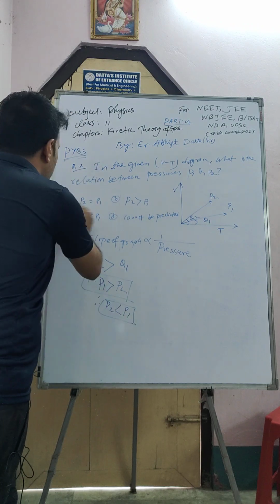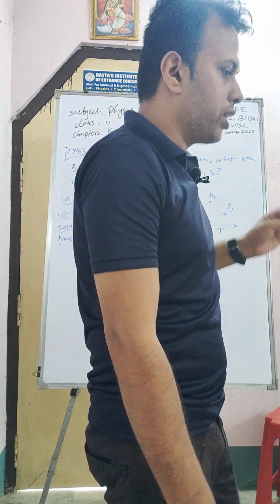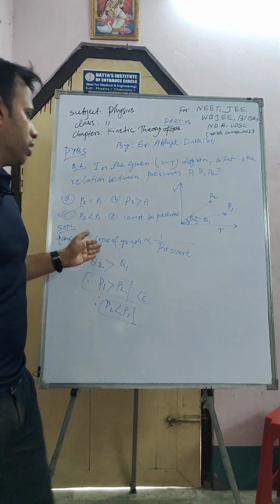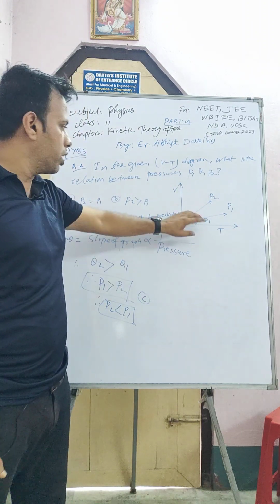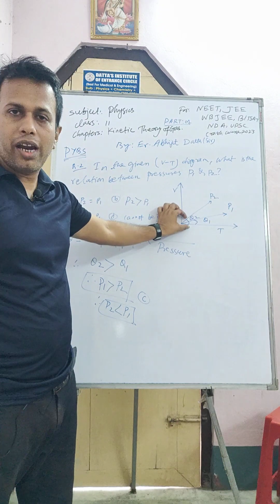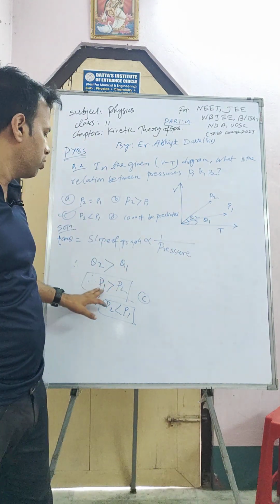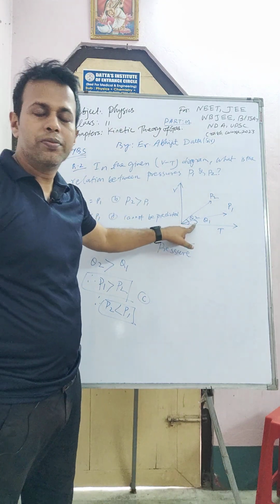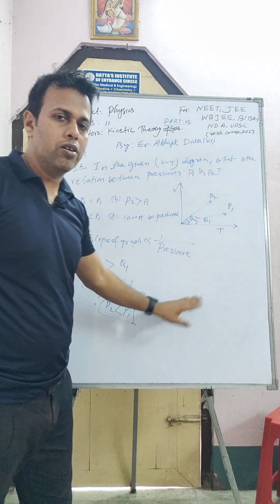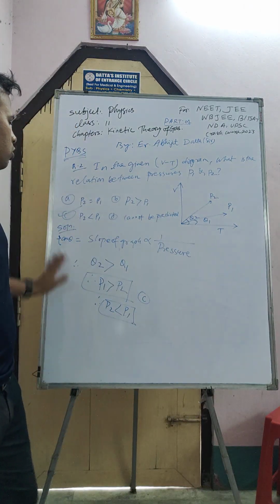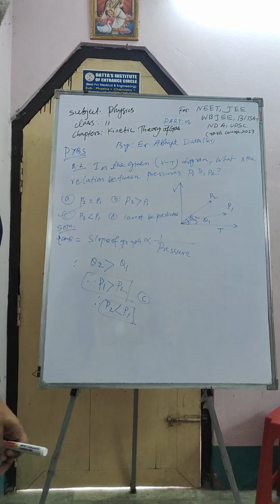So which option is correct here? Option C is the correct answer. Why is option C the correct answer? Because we know that the slope of a graph is inversely proportional to the pressure. So here theta 2 is larger than theta 1. Since theta 2 is greater than theta 1, therefore P1 should be greater than P2, or P2 less than P1, inversely proportional. So from that relation we can easily find out which option is correct, that is option C. Okay, got my point? So move on to the next question.